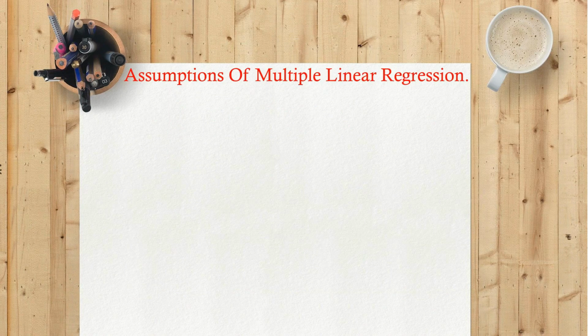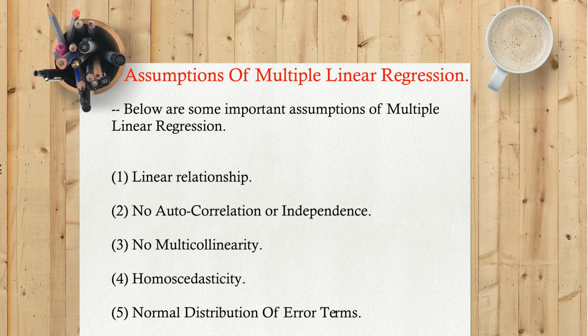Assumptions of multiple linear regression. Below are some important assumptions of multiple linear regression. 1. Linear relationship. 2. No autocorrelation or independence. 3. No multicollinearity. 4. Homoscedasticity. 5. Normal distribution of error terms.